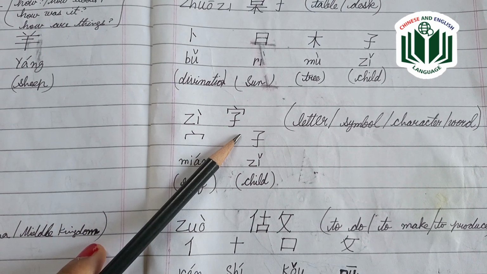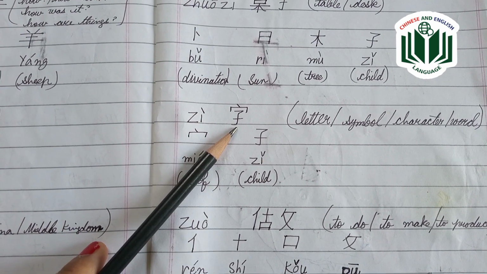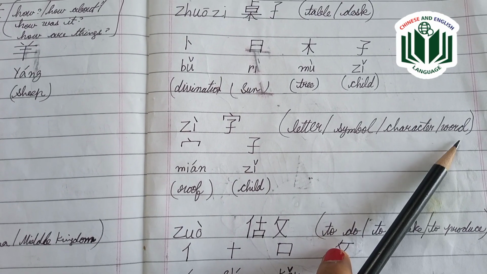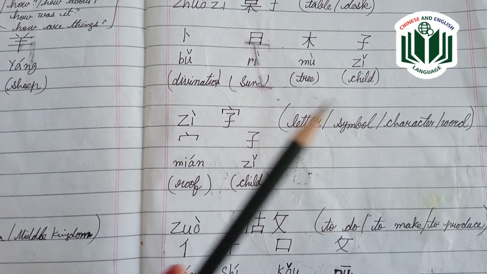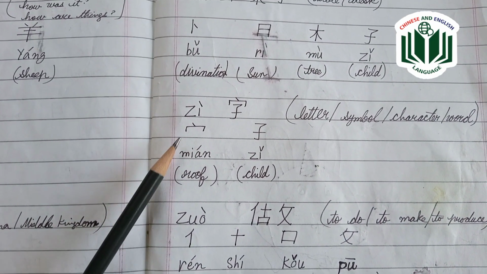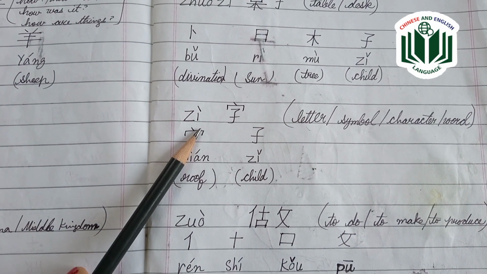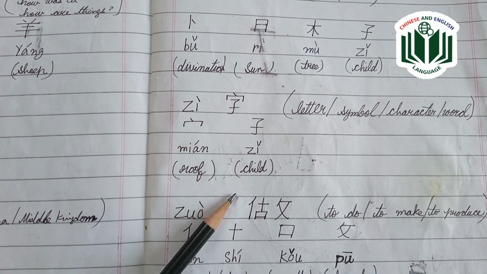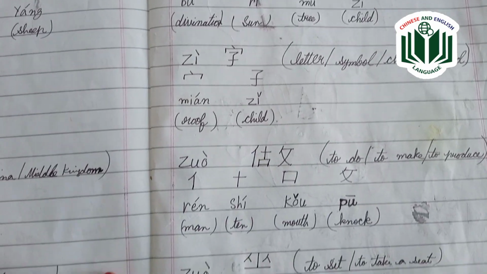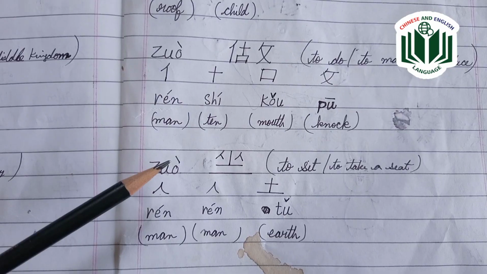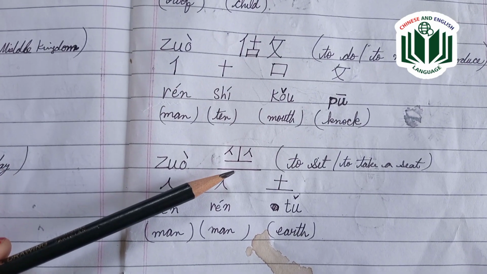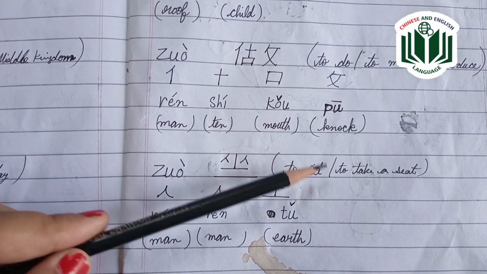Zì. This character means letter, symbol, character or word. It has the radicals mián. Mián means roof. Zi means child. Look at these two words. These two words have different Chinese characters and also different meanings.